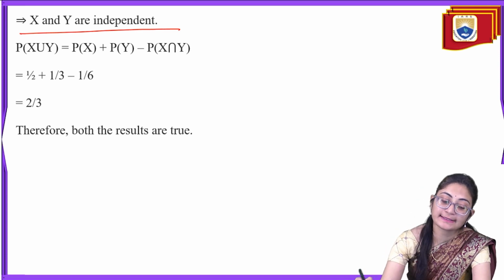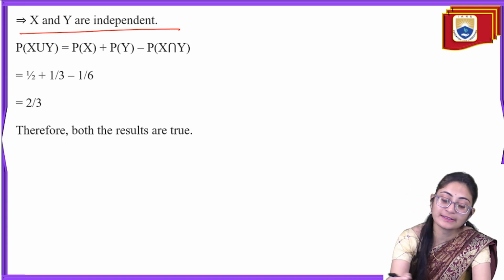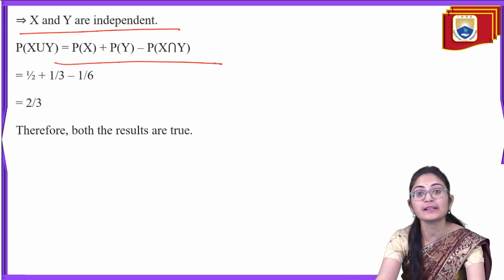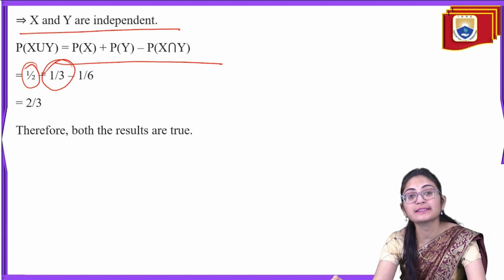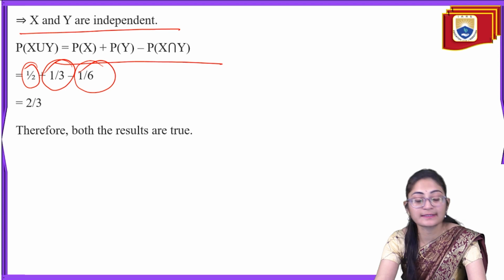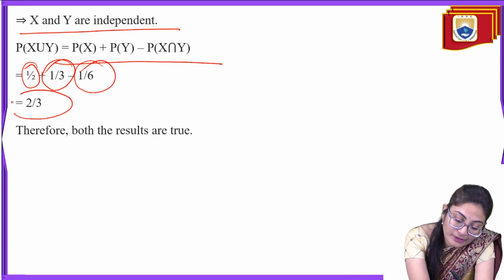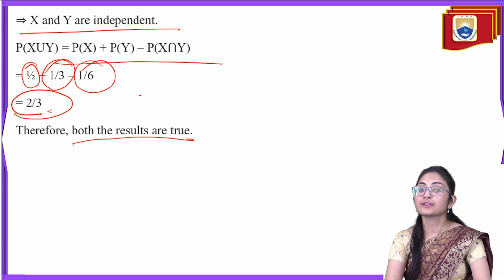Now P of X union Y, or P of X or Y, is equal to P of X plus P of Y minus P of X and Y. P of X value is 1 by 2, P of Y is 1 by 3 and P of X and Y is 1 by 6. Now after solving we are getting 2 by 3. So both results are true.